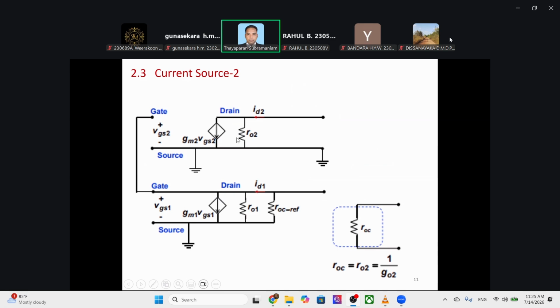Therefore, in the open circuit, if you have no load condition, the output voltage is gm2 times VGS2 times RO2. That is the open circuit condition.